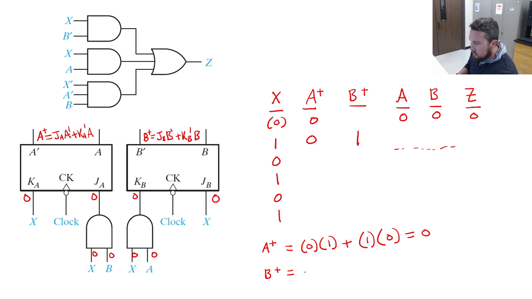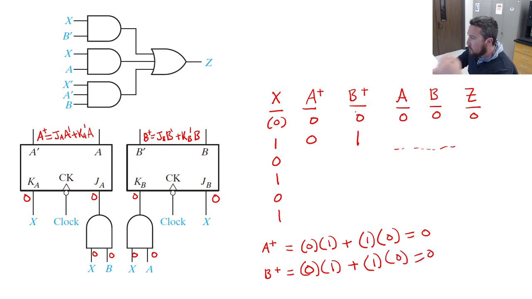And then B is going to be probably about the same thing. In fact, it is going to be exactly the same thing. It's also going to be equal to 0, right? So JB is 0, KB prime, so B prime is 1, KB prime is 1, but B is 0, gets us 0. So we have zeros here, which means that for that next step, everything dumps into the present state. So that's going to be 0 and 0. Remember, these guys are always going to jump over.